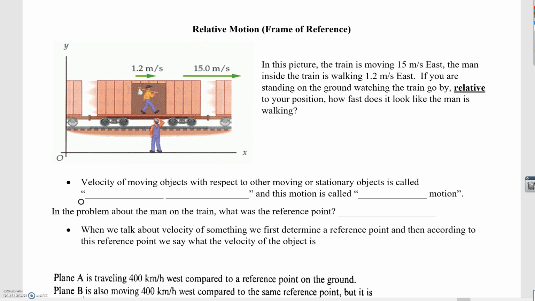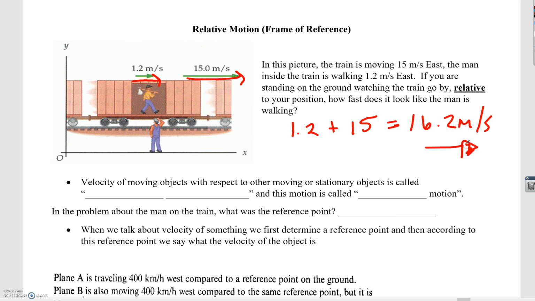The train is moving 15 meters per second east, and the man inside the train is also going 1.2 meters per second east. If you're standing on the ground watching the train go by, relative to your position, how fast does it look like the man is walking? Luckily, this is one of our simpler observer problems. I see that both vectors are going the same direction to the right, so I'm going to add those vectors. 1.2 plus 15 is equal to 16.2 meters per second to the east.